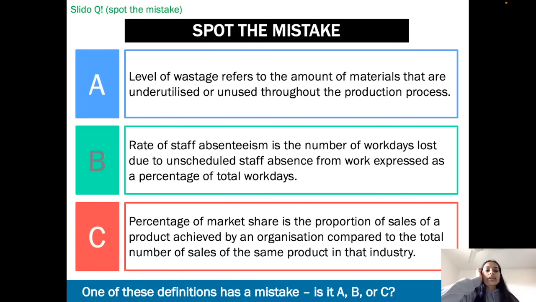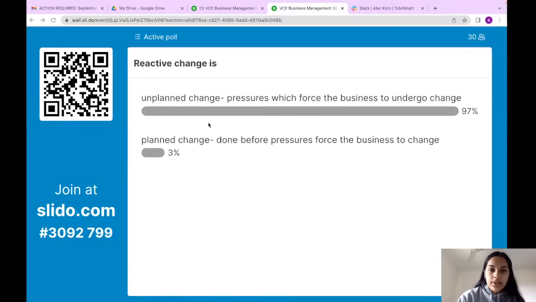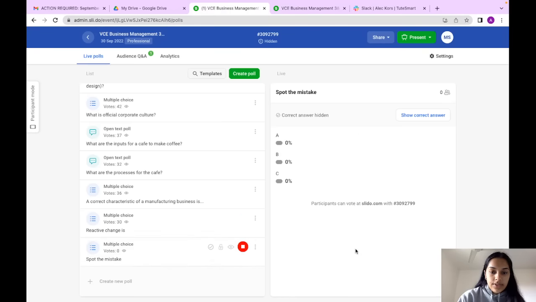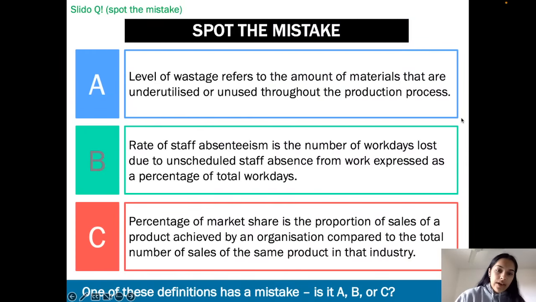Okay, spot the mistakes. Which of these definitions has a mistake? Is it A, B, or C? I'll maybe put it on the Slido and then I'll go back to the question. So have a read of them. Which one do you think has a mistake?